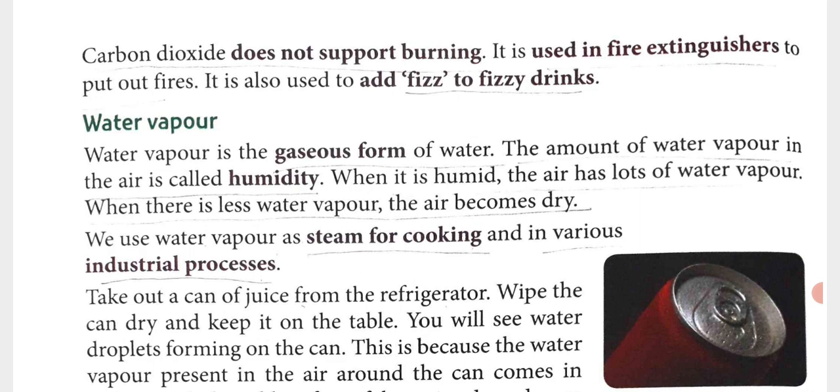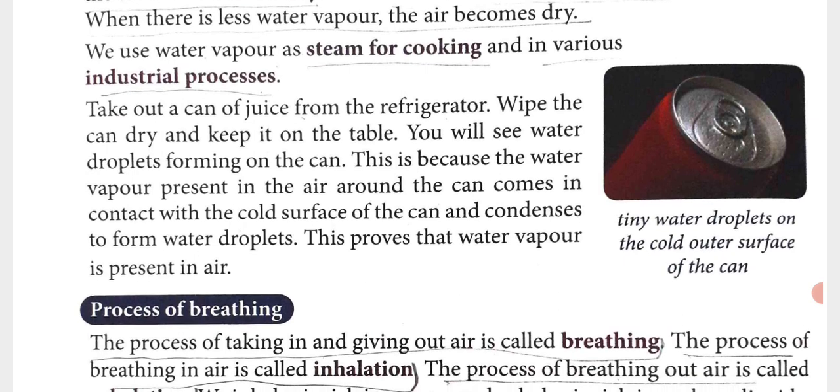Now water vapor, that is the gaseous form of water, and air contains this water vapor, that is called humidity. When it is humid, air has a lot of water vapor. When there is less, we say that air is dry. We use water vapor for steam cooking and various industrial processes.